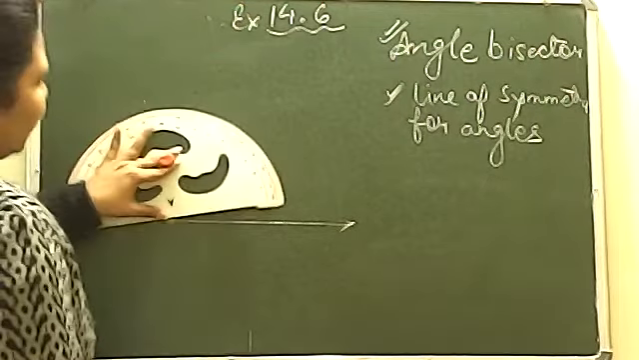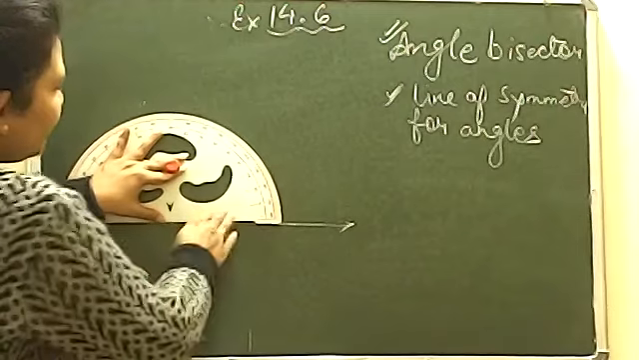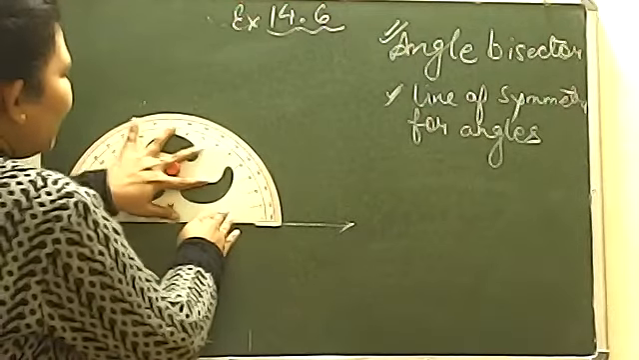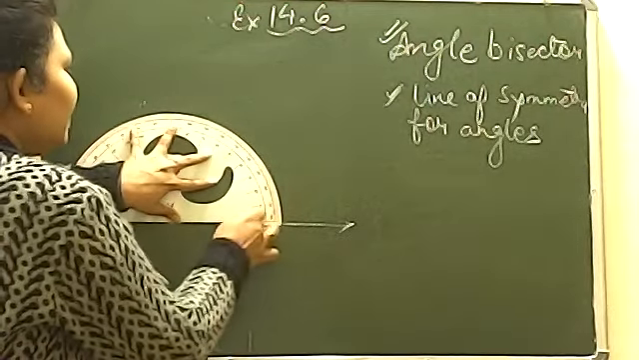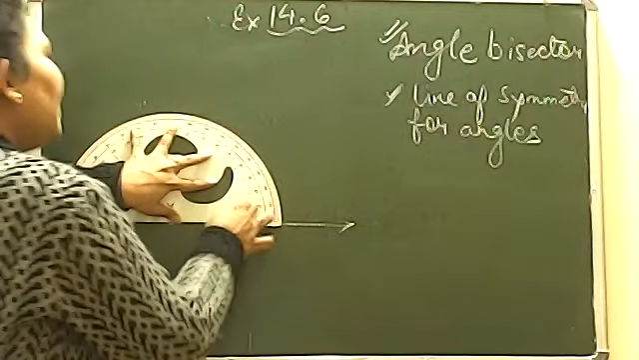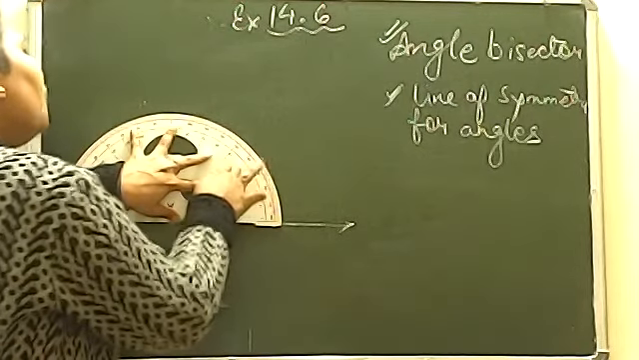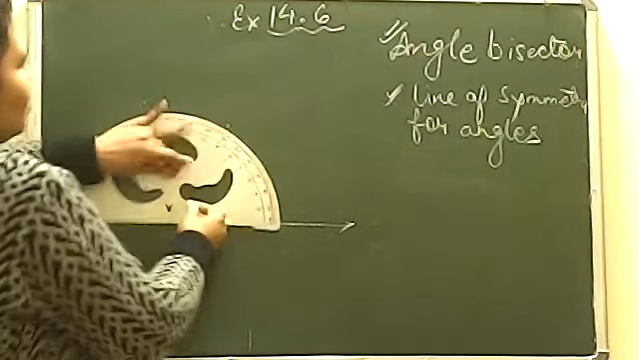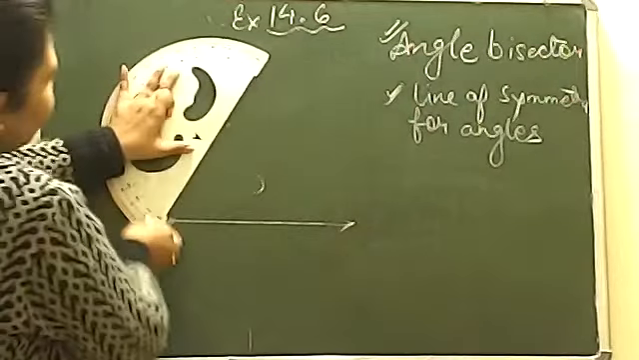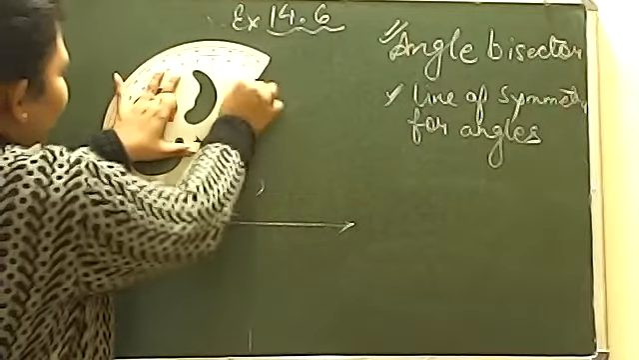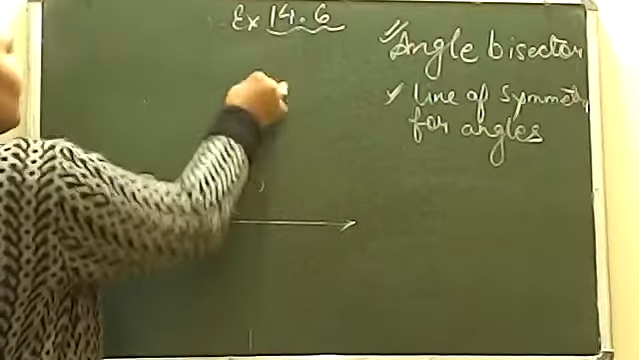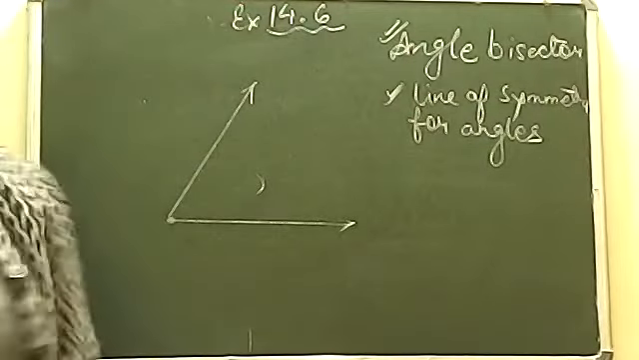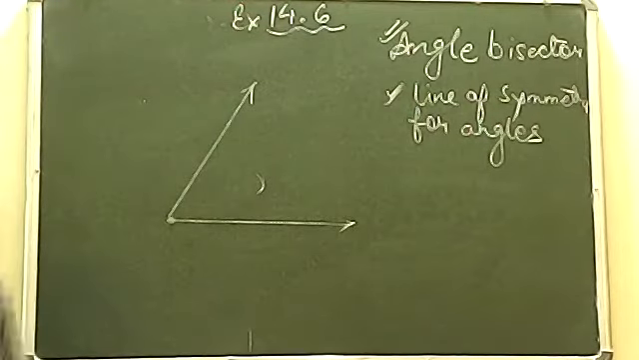Put your protractor on the vertex only and choose a point where you have 60 degrees from here. 0, 10, 20, 30, 40, 50, 60. So here this is the line of 60. So I have got this, my 60 degree angle. Okay, so I have drawn the angle of 60 degrees.